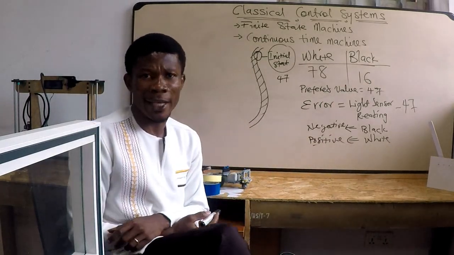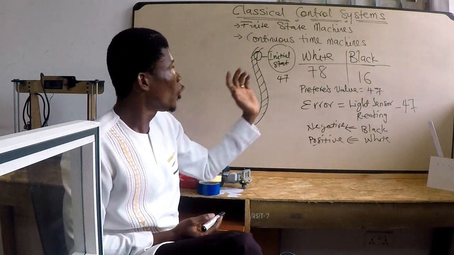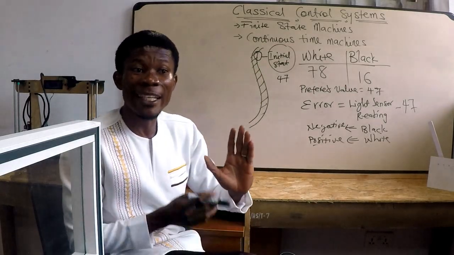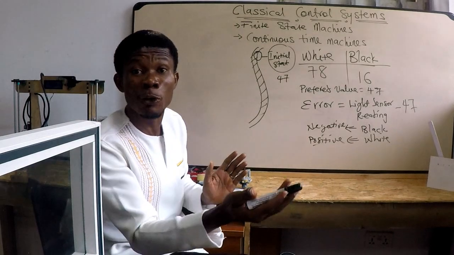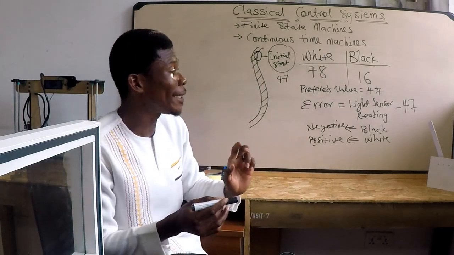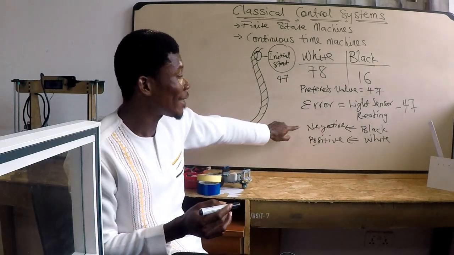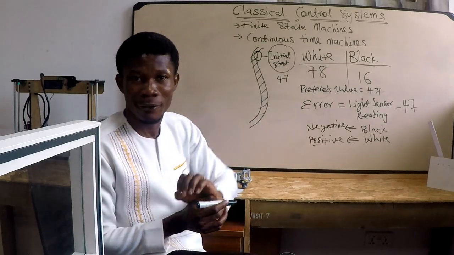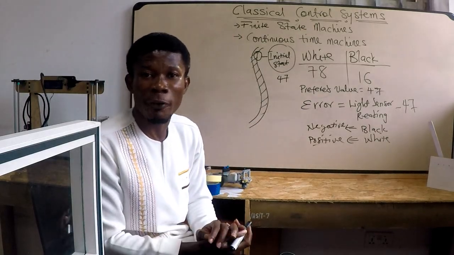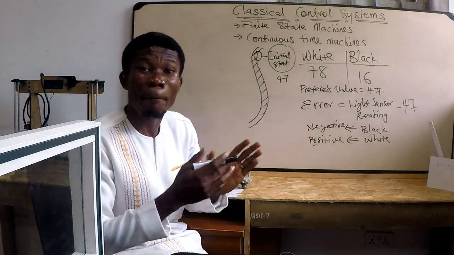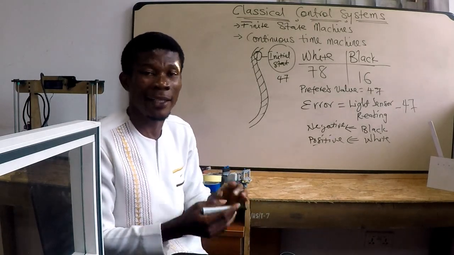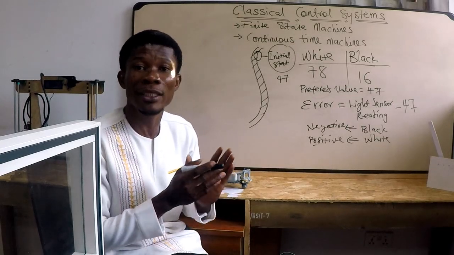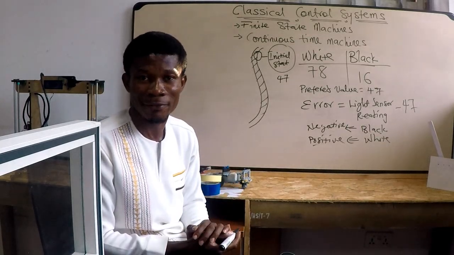That is very good for us in control systems. Now we know that our system can deviate in two directions. It can either deviate into the black or deviate into the white. And we can capture that deviation by the sign of the value of error. The magnitude of the value of error tells us the margin by which the light sensor has deviated, whereas the sign tells us in which direction it has deviated.